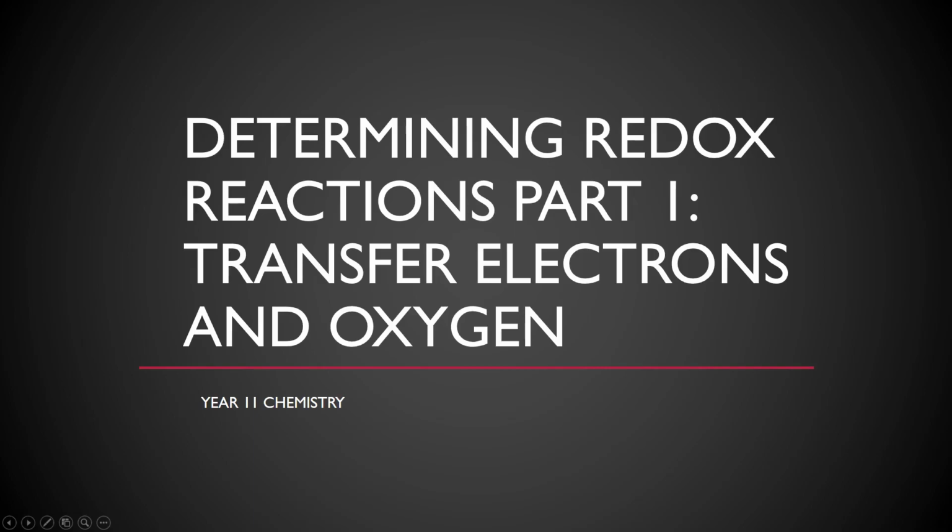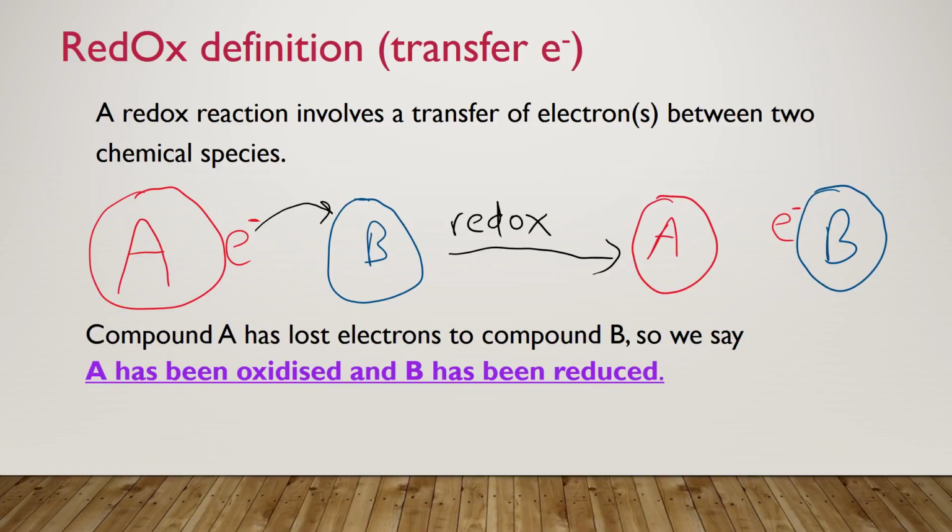Hello everyone, today we'll be discussing how to identify a redox reaction using the two definitions of transferring electrons and transferring oxygen. A compound that loses electrons is oxidized, and a compound that gains the electron is reduced. So you notice redox is made up of two parts: a reduction half and an oxidation half.